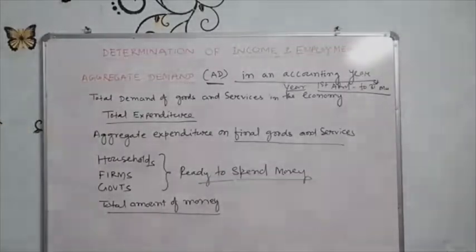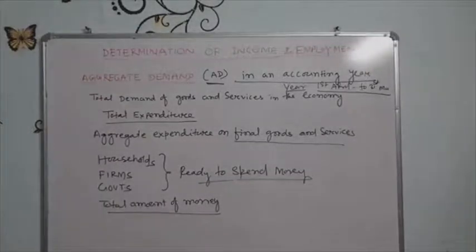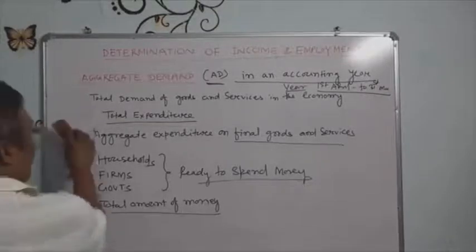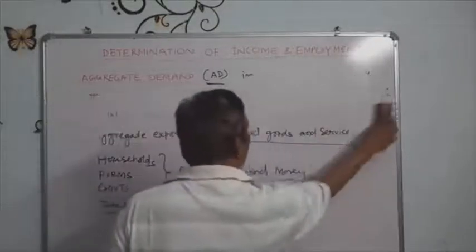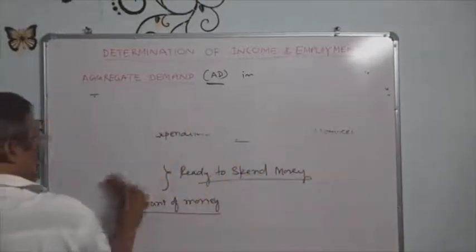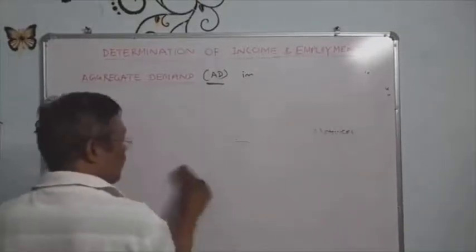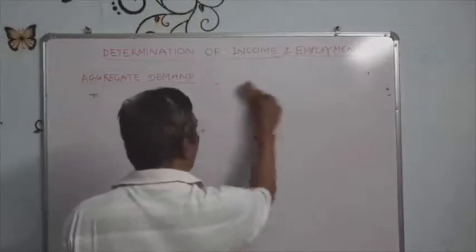So the money value of all total goods and services demanded in an economy during a given period is called aggregate demand. Again I repeat, what is aggregate demand? After all this analysis, we will write one sentence. What is aggregate demand?